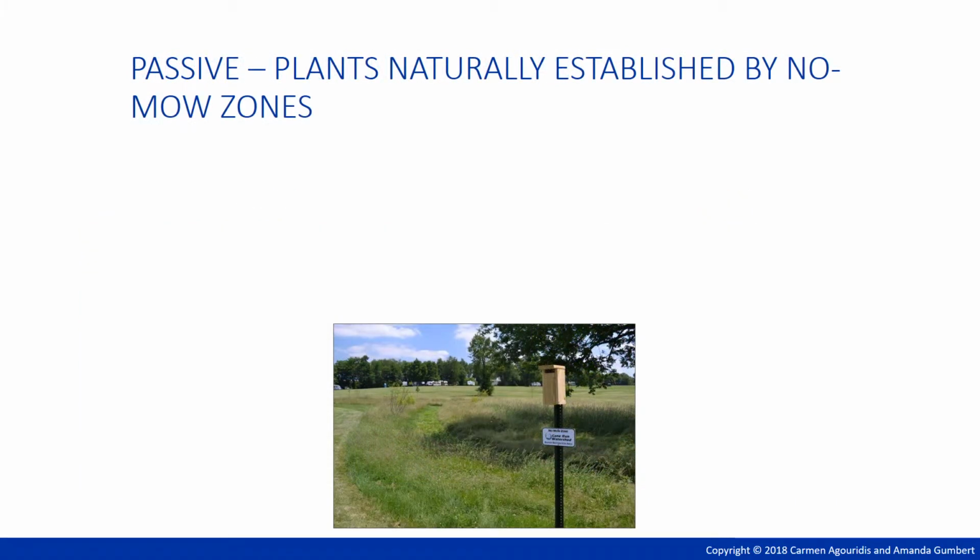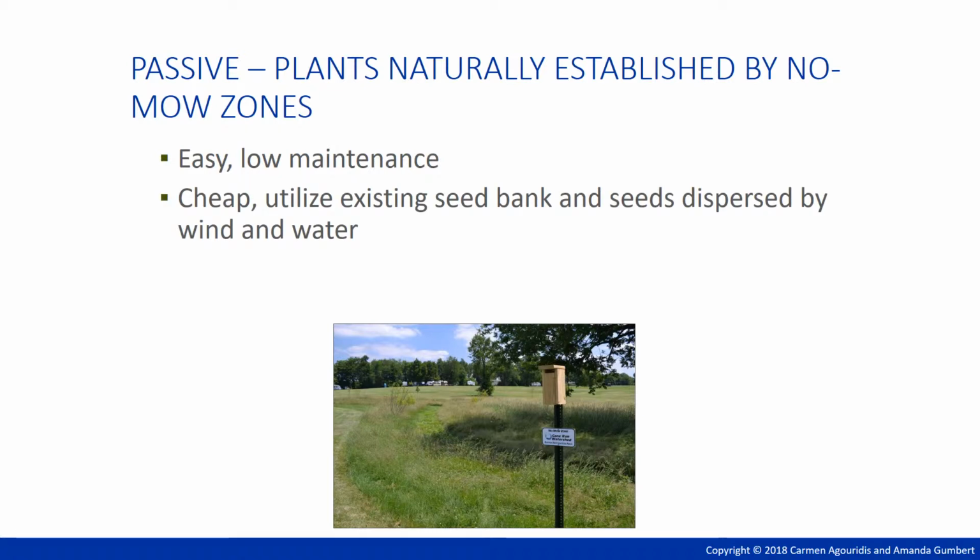A passive stream buffer establishment approach allows plants to naturally establish along the stream by creating no-mow zones. Plants that exist, as well as seeds in the soil, known as the seed bank, will grow to create a stream buffer. Passive buffers are easy to create and are relatively low maintenance. However, if buffers are abandoned and not given some level of maintenance, unwanted plants are likely to establish and take over.